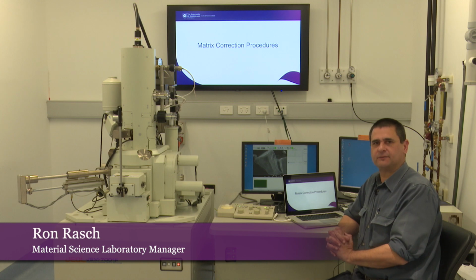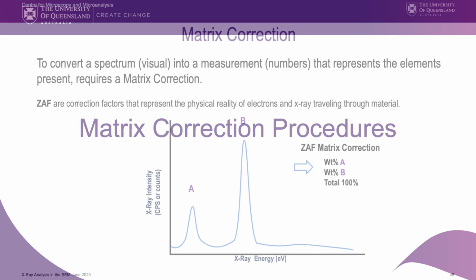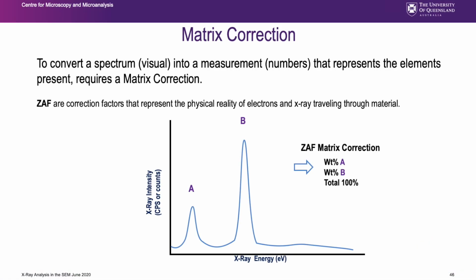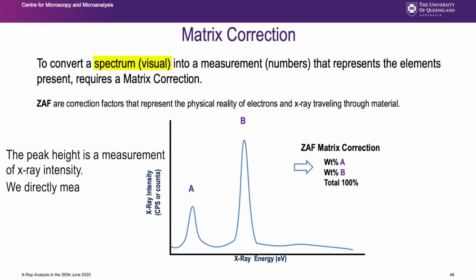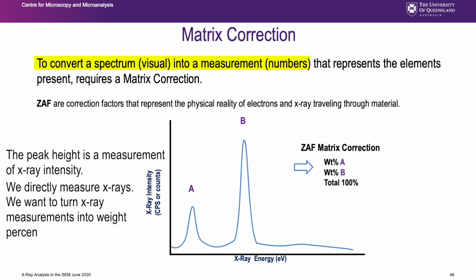Let's talk about matrix correction procedures. The matrix correction is what turns effectively the peak height, which is a measurement of X-ray intensity. Remember, we directly measure X-rays. We're not counting atoms, we're measuring X-rays. And we want to turn these X-ray measurements into weight percent, into atoms.